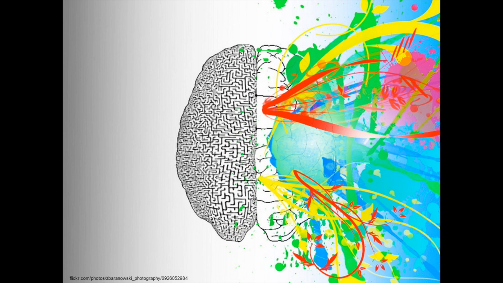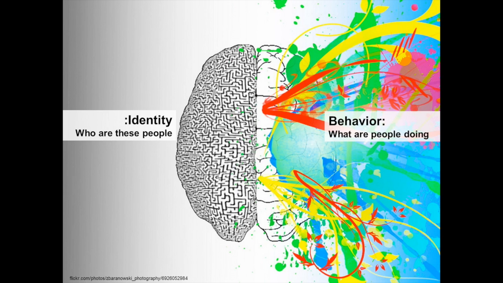So two of the biggest areas where I think intelligence is important on a website are, one, behavior: what are people doing on the website? And two, who are these people? What can we learn about them? There are both these sides to intelligence that we'll be seeing as we go through this.